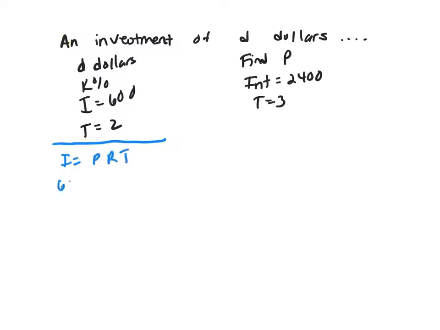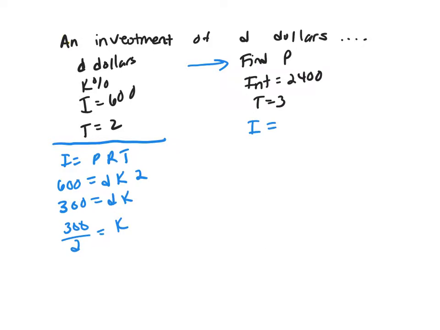Interest is 600. Principal is D. Rate is K. And time is 2. So divide both sides by 2 and you get 300 equals DK. And I'm solving for K because this information wants me to use the same interest rate. So this is 300 over D equals K.